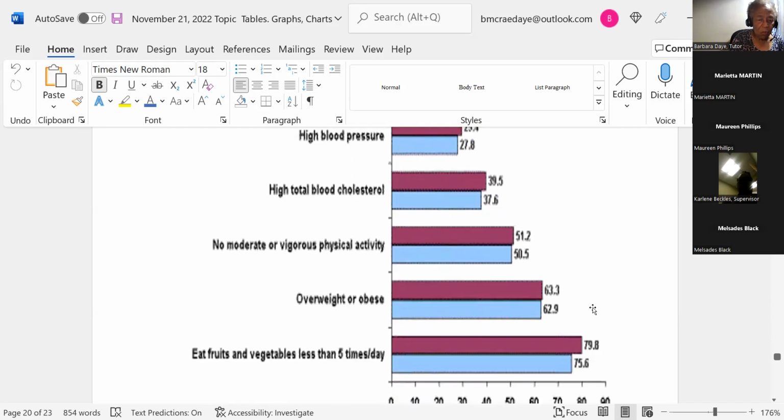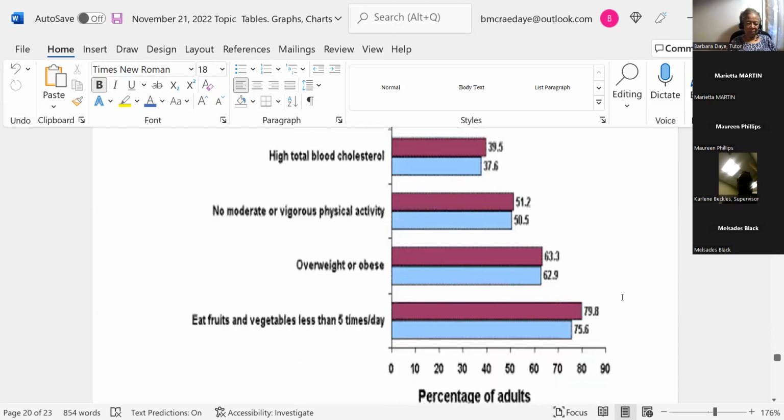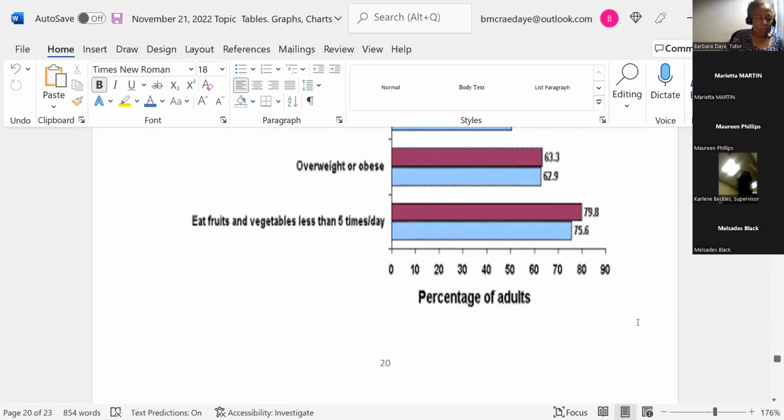What about overweight or obese? They're pretty close here too, right? And what about eating fruits and vegetables less than 5 times a day? Missouri is more. The percent is higher, 79.8 versus nationwide 75.6.